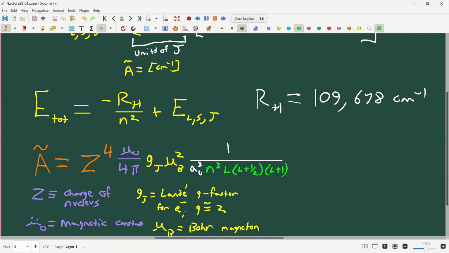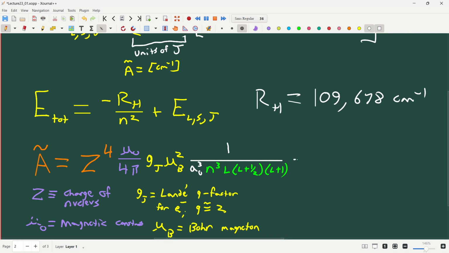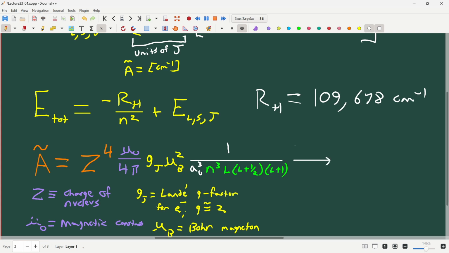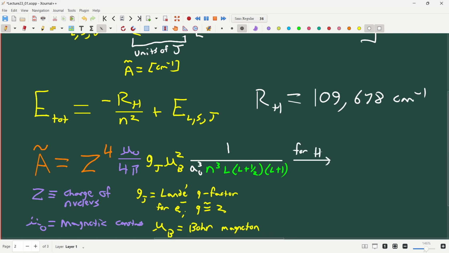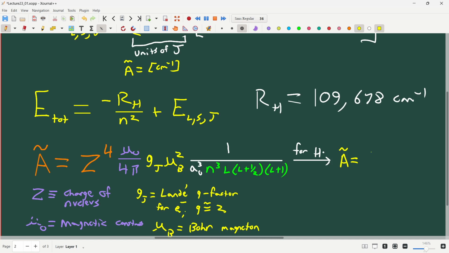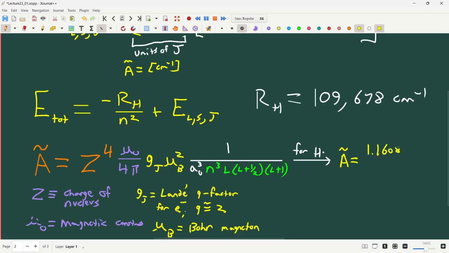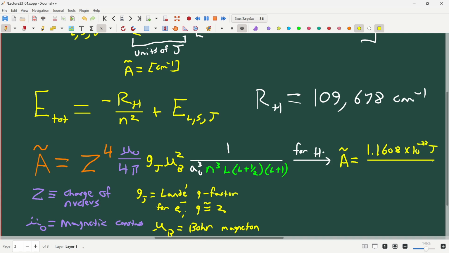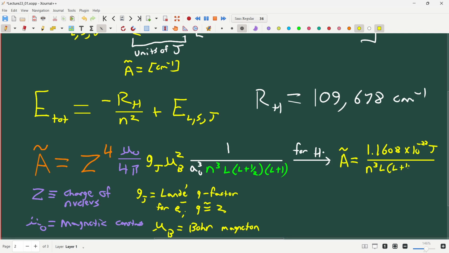And so for hydrogen, let me just simplify this. For the H atom, A is 1.1608 times 10 to the minus 22 joules over n cubed L plus 1/2 times L plus 1.